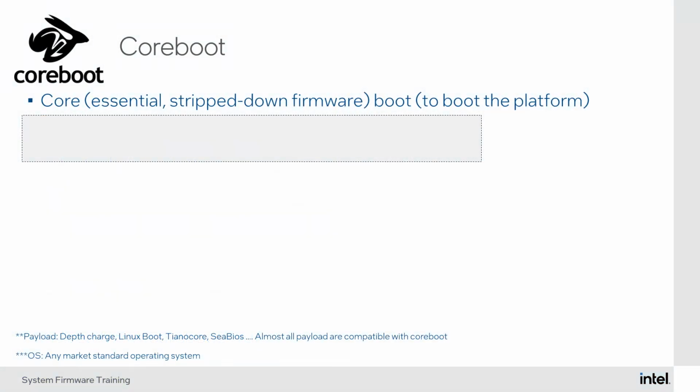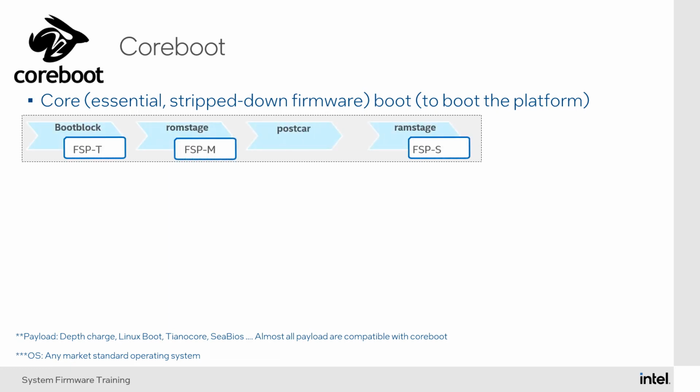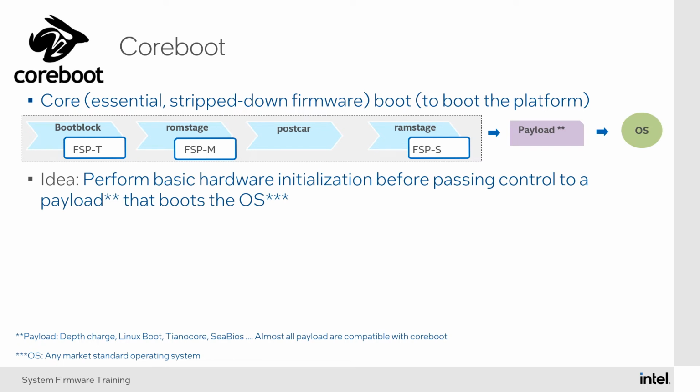Coreboot has a well-defined set of stages. They are boot block, ROM stage, post-CAR, and RAM stage. These stages will make calls into the various Intel FSP interfaces as shown in the diagram. Today in FSP API mode, Coreboot also has its payload interface. Some examples of Coreboot payloads are Depth Charge, LinuxBoot, UEFI TianoCore, and SeaBIOS.